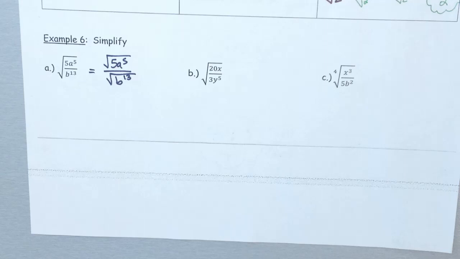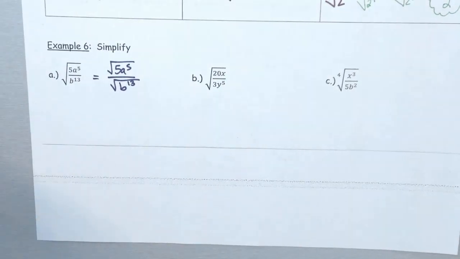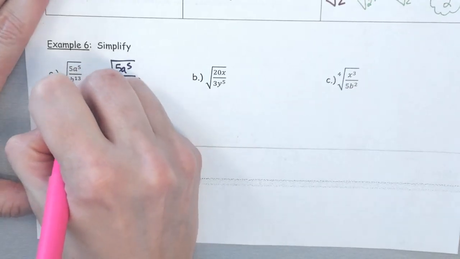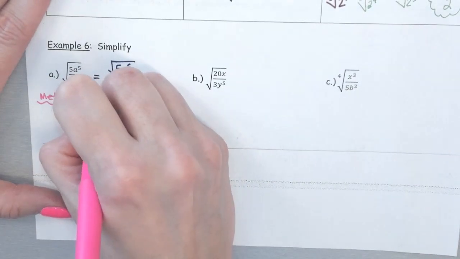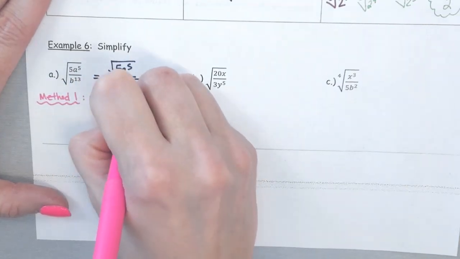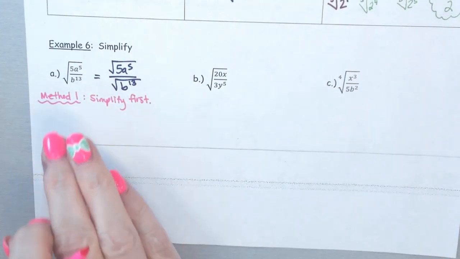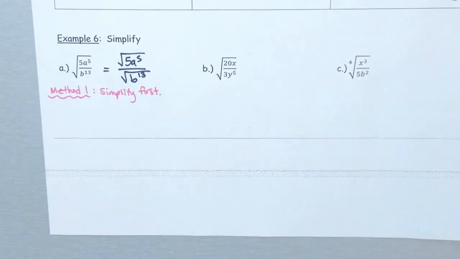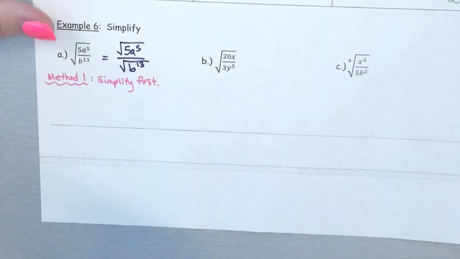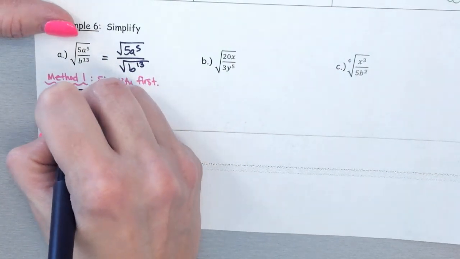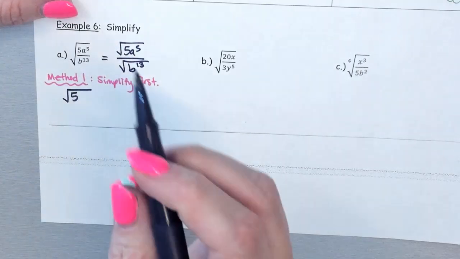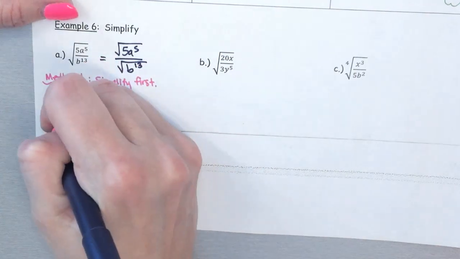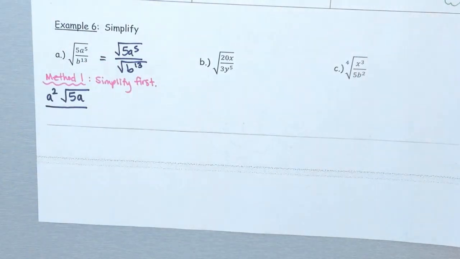Okay, once you do that, the first method is to simplify first, and I do think most of you are going to use that. Which means we're going to simplify the numerator and the denominator. So we can't simplify the square root of 5, so that's going to stay underneath. But 2 goes into 5 how many times? 2, with how many left over? 1. Okay, go ahead and simplify the denominator.